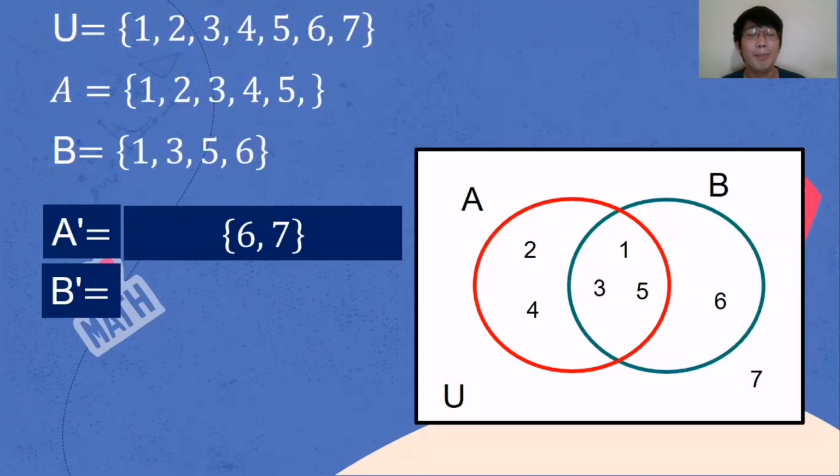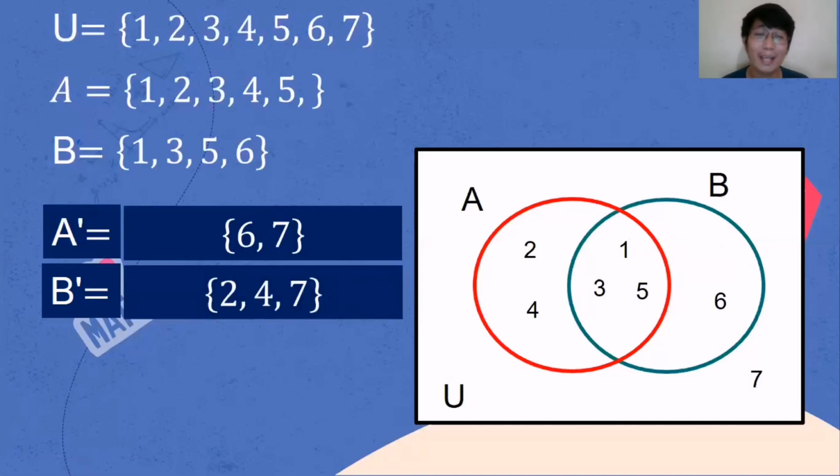Next one, what is B complement? Anong meron ang universal set na wala kay B? Wala sa circle ni B. Those elements are 2, 4, and 7. Very good. I hope you followed on how to make a Venn diagram using universal set, set A and set B. Later, we will be having another example and we will be trying to have 3 circles po. Okay? I know you are all excited. Let's move on to the next discussion.